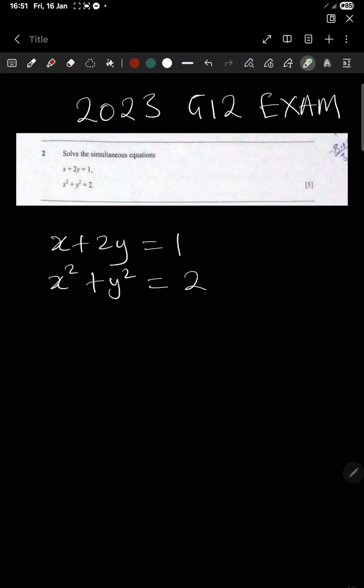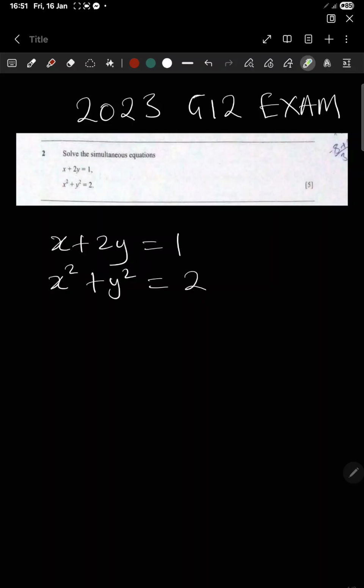In this video, we are going to look at simultaneous equations and how to solve them. So we have this question coming from the 2023 final examination, the internal exam. Now, how do we solve simultaneous equations?